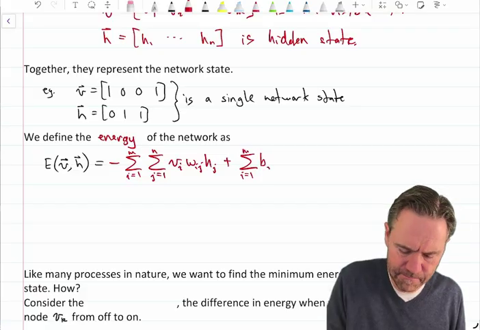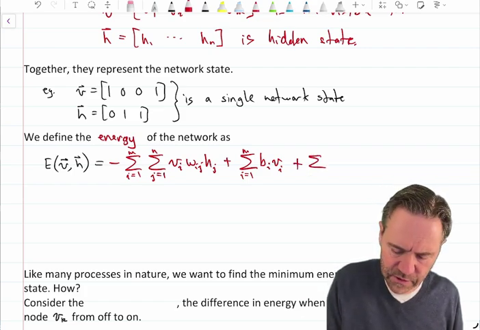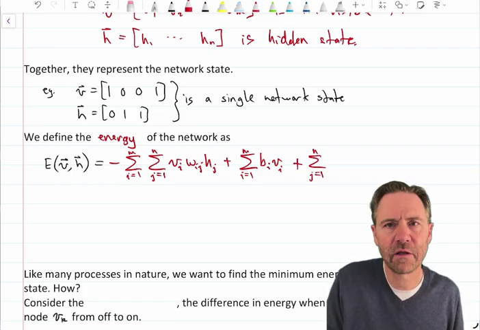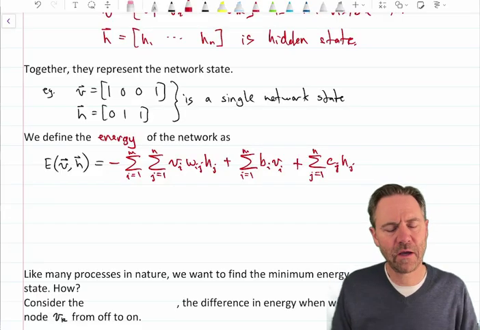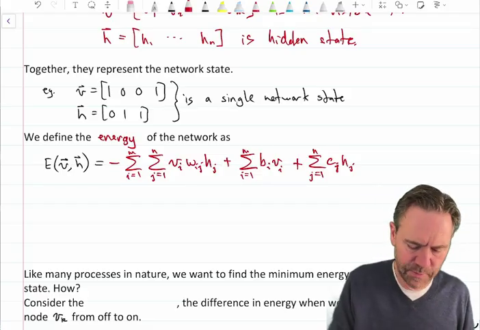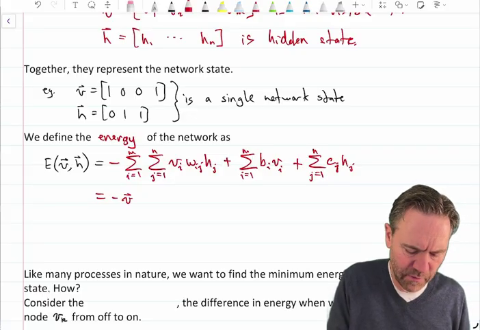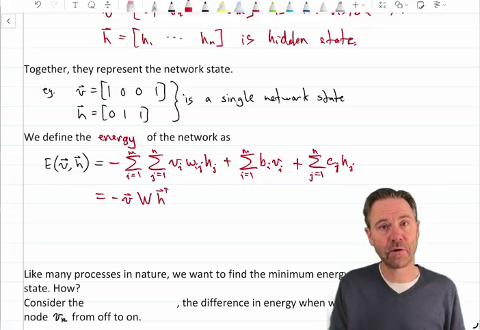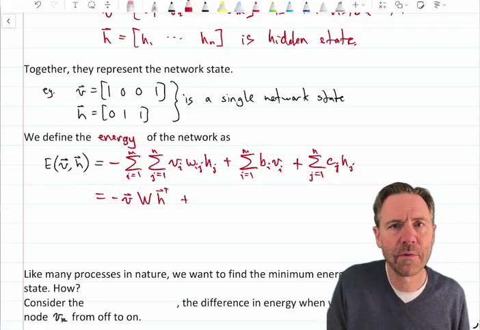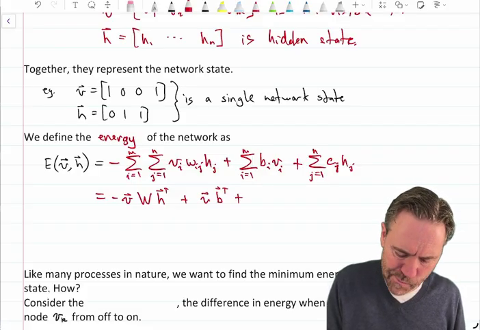Now I'll label these terms in a second. I can't write and talk at the same time very well. Let me write the vector version of it first. Using row vectors, we get negative v times W times h transpose, because that needs to be a column, plus v times b transpose plus h times c transpose.